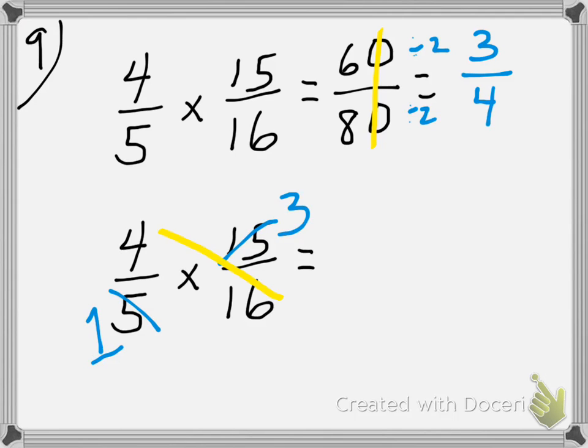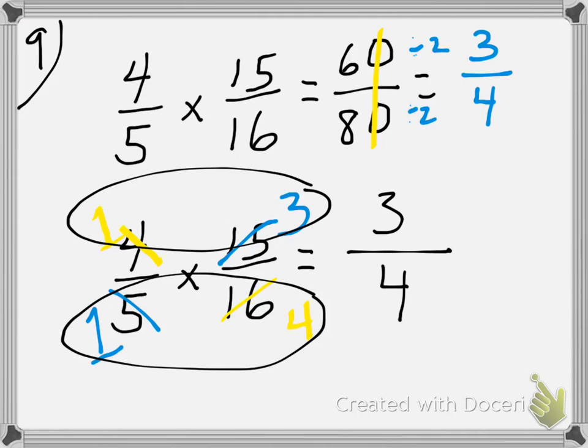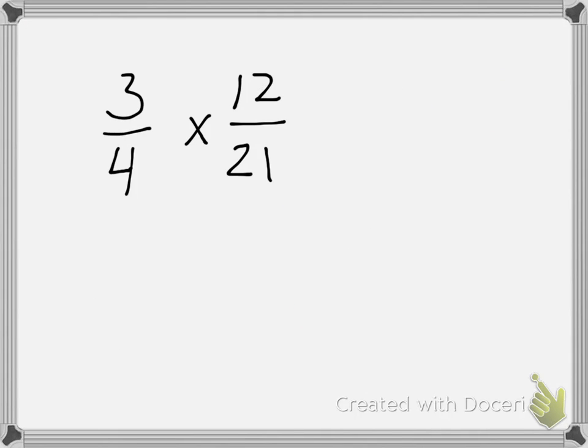Then we're going to look at 4 and 16, and they have a common factor of 4. 4 divided by 4 is 1. 16 divided by 4 is 4. So now, if we multiply 1 times 3, we get 3, and 1 times 4, we get 4. 3/4 is the same answer, but we're working with smaller numbers. Let's look at another one.